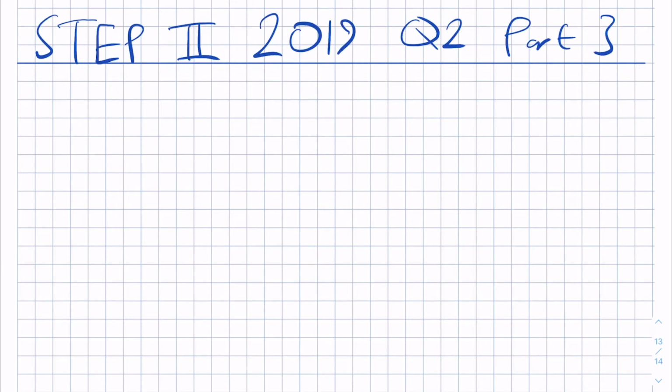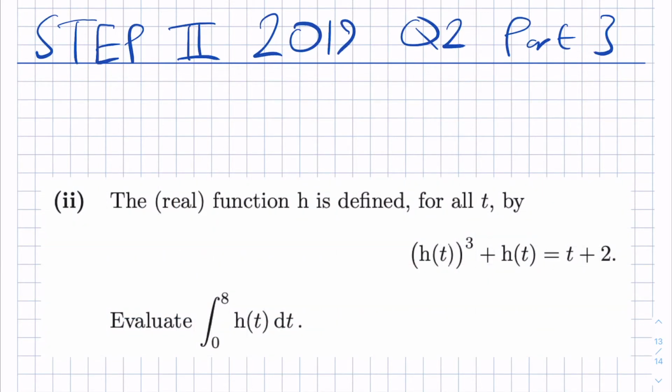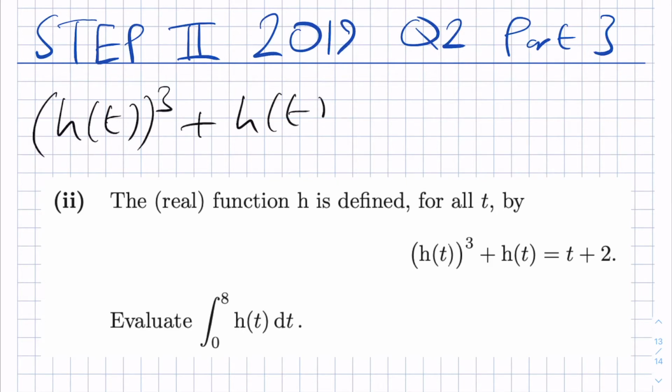The question says, the real function h is defined for all t by h of t all cubed plus h of t is equal to t plus 2. It asks us to evaluate the integral from 0 up to 8 of h of t with respect to t.